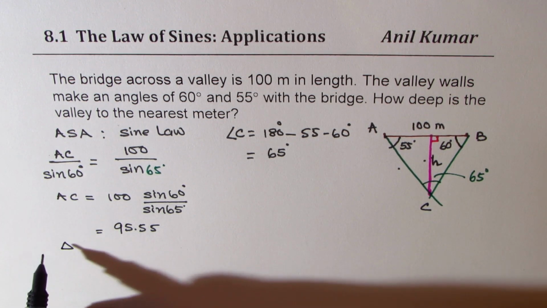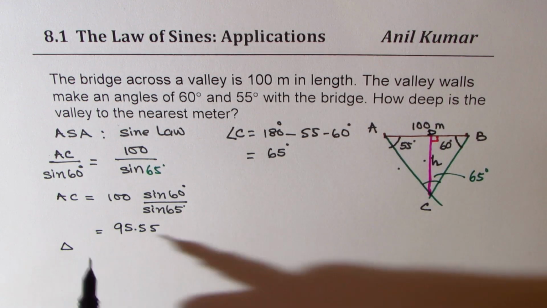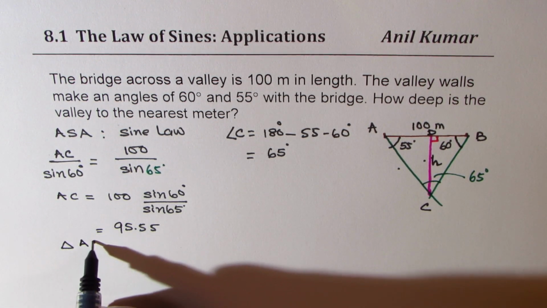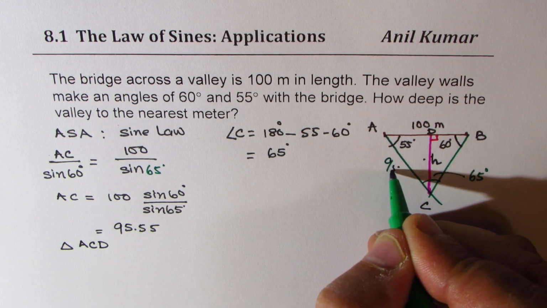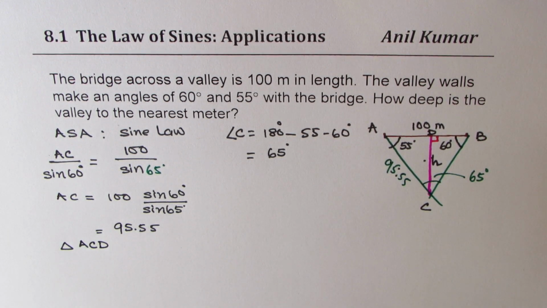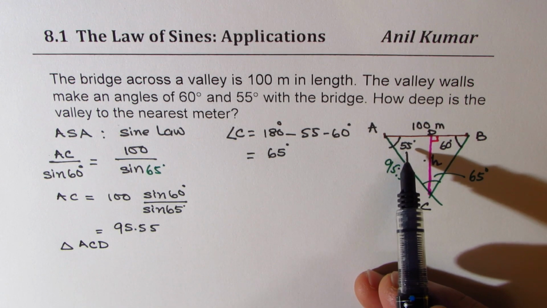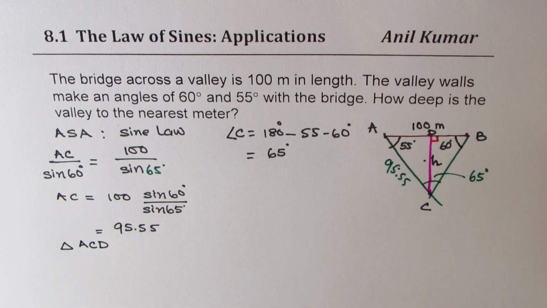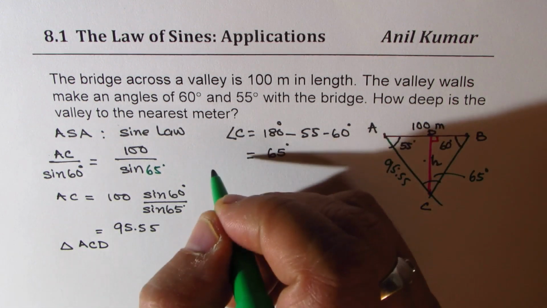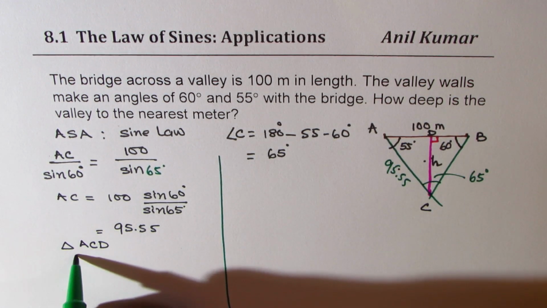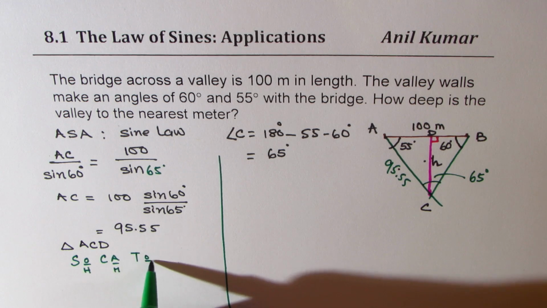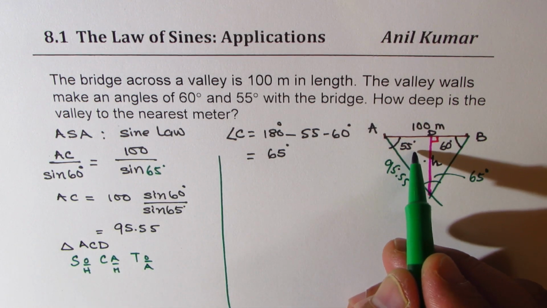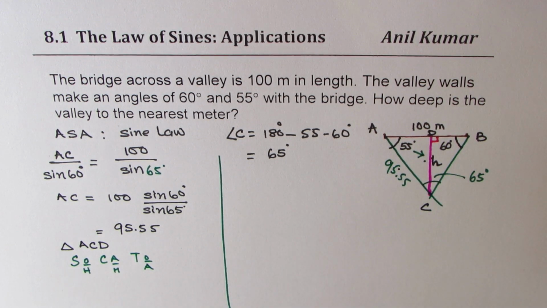Now we can find the height. So now we'll consider the triangle. Let's call this point here as D. So we'll consider the triangle ACD. Now in this particular triangle, we just found that AC is 95.55. To find the height, we'll use the angle 55, and we know height and hypotenuse, so we can use sine ratio, correct? In this triangle, we'll use sine ratio. Sine is opposite over hypotenuse. Cosine is adjacent over hypotenuse. And tan is opposite over adjacent. Since we know from 55 this is the opposite side and that's the hypotenuse, we'll use the sine ratio.